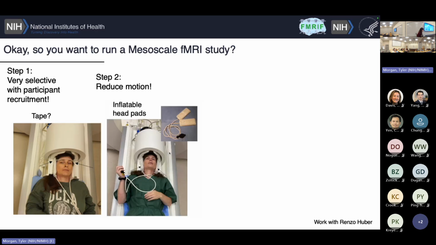One of the best ways that we've found in our center is to use what are called inflatable head pads. These are in both of our 7Ts. I believe they're also in the 3T. If you ever want to use them, just let us know and we can show you where they are. But essentially what these do is they hold the person in place, but the person has control over how tight they are. When I'm in the scanner, I usually make them extremely tight because one, I don't like to think about not moving, but two, it blocks out a lot more sound than you would have otherwise.